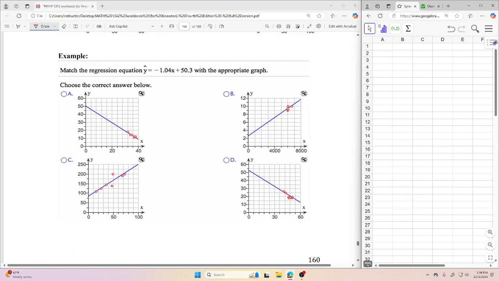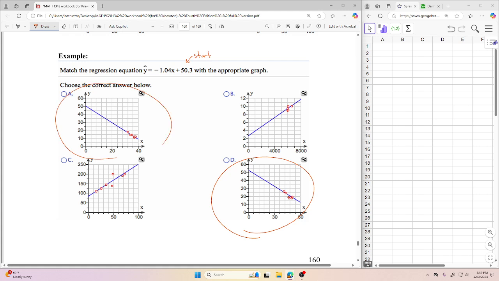Okay. So we're starting at 50.3. So which would be candidates at this point? Yeah, D is a candidate and A. That looks pretty good too. These are definitely not it. Not it. So those are definitely out. Notice that this is a negative slope. And so actually both of them have negative slopes. Okay, so now we're back to what should we do?